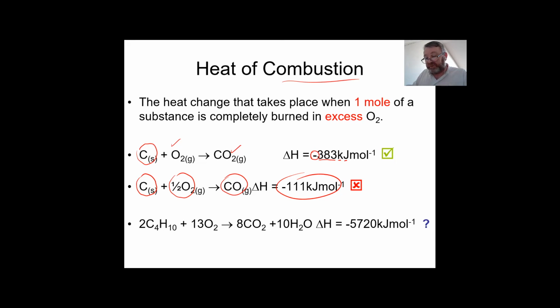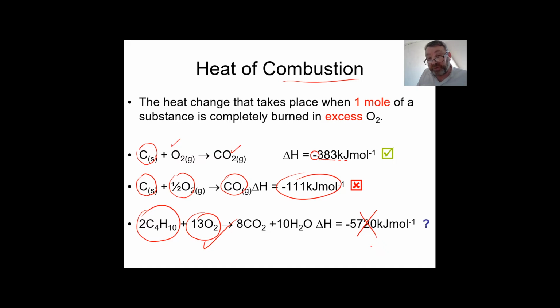But is this figure the heat of combustion? Well, take a look. What does the heat of combustion say? It is the heat change that takes place when 1 mole is burned in excess oxygen. Is the oxygen in excess? Yes. 13 moles of it. Is 1 mole of butane being burned? No, it's 2 moles. This is not the heat of combustion.